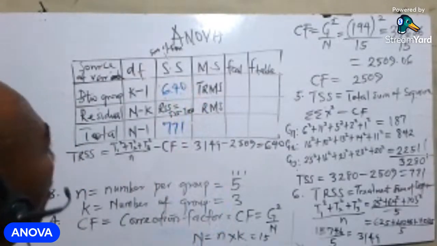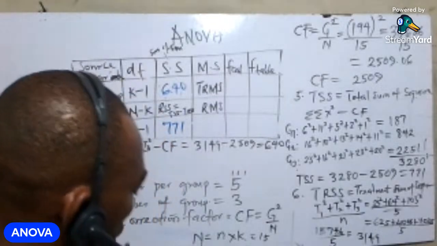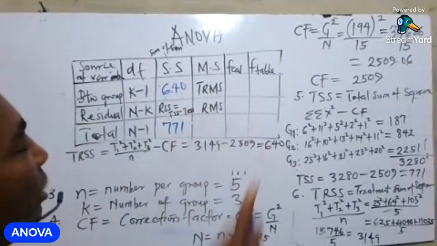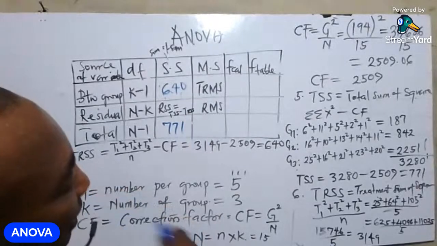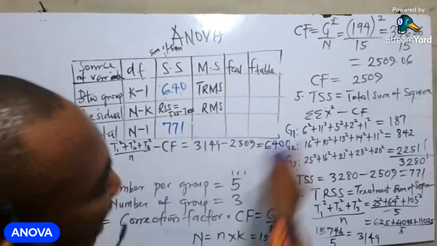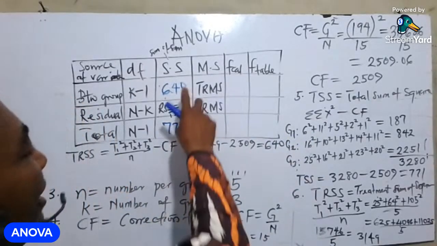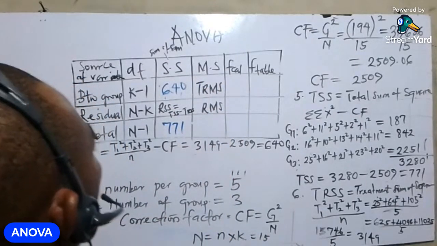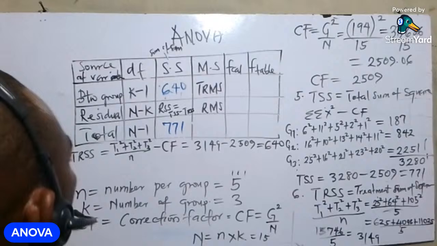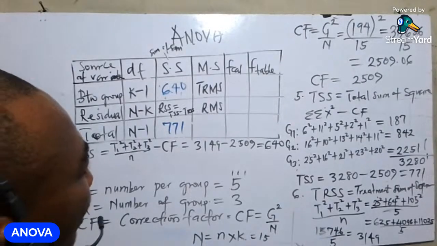And that is why many examining bodies or many examiners will not ask you to get the whole table. They will just say, okay, get TRSS, get TSS, and they will just leave. They might have given you some of this one. So now we have got that. We have got our TRSS. We have got our TSS.